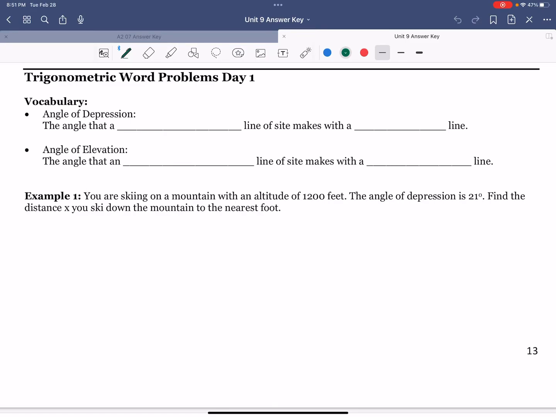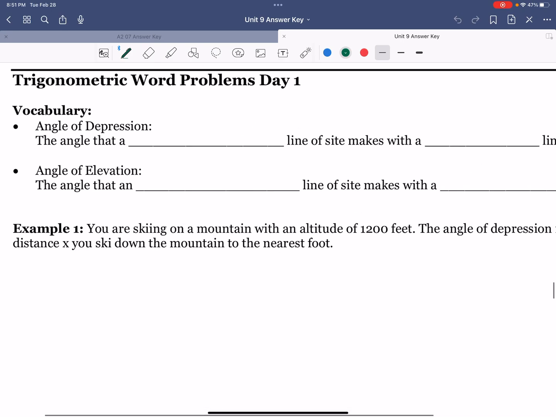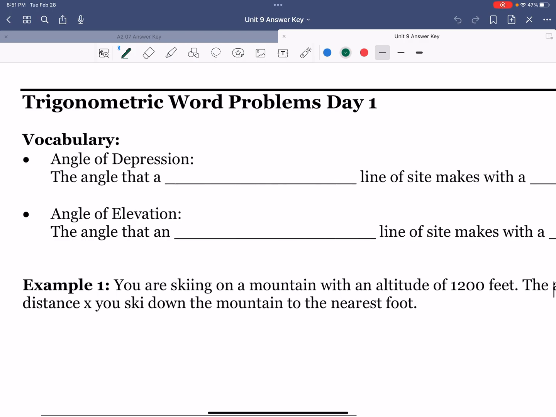We are almost at the end of Unit 9. This is my word problems. This is day 1 of the word problems. So I want to go over some terminology first, make sure we understand that before we move into actually practicing. So the first part to this, like I said, is the terminology.